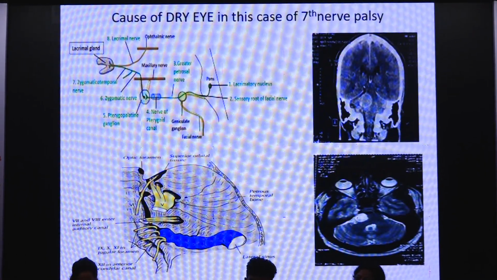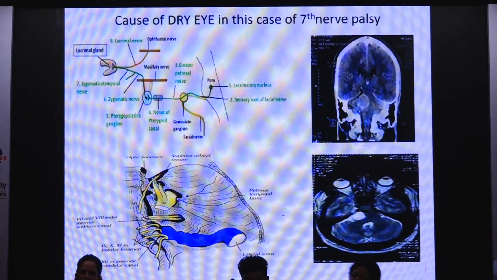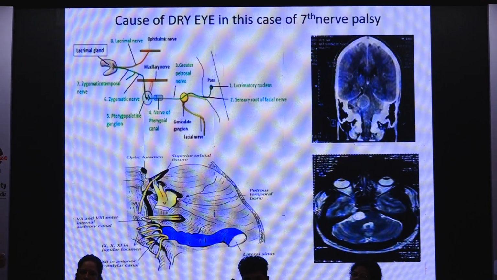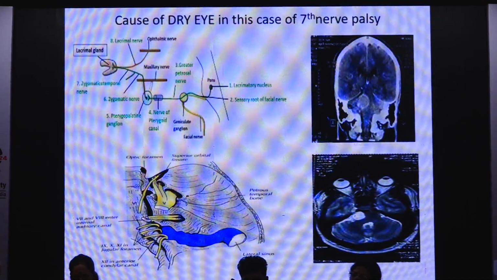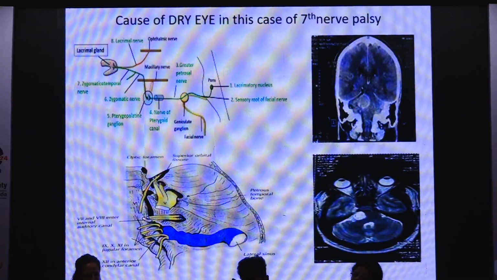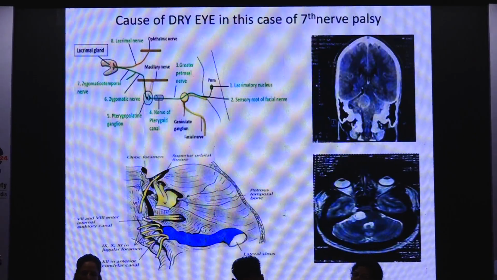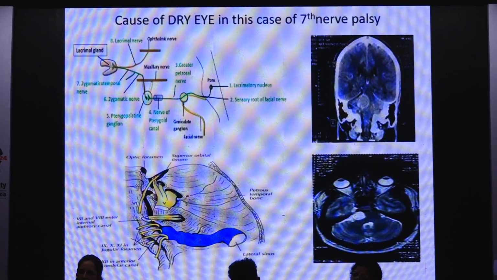When this nerve regenerates, as you know, with any compressive lesion there's demyelination, then remyelination. When the nerve regenerates, which may take some time, these fibers, which are supposed to go to the submandibular and sublingual glands via the chorda tympani, get misdirected, and they go into the greater petrosal nerve and supply the lacrimal gland, which results in crocodile tears.